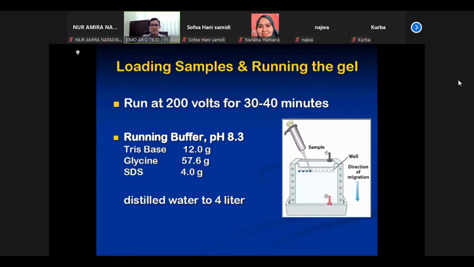So it won't depend on the structure of the protein. Ya, sebab kita tak nak tengok structure, kita nak tengok berapa size protein tu. Ada jenis electrophoresis yang kita tak letak SDS, ada. Ya, kita panggil dia as native, ya, native page. So ini SDS page. So yang lagi satu kita panggil native page.